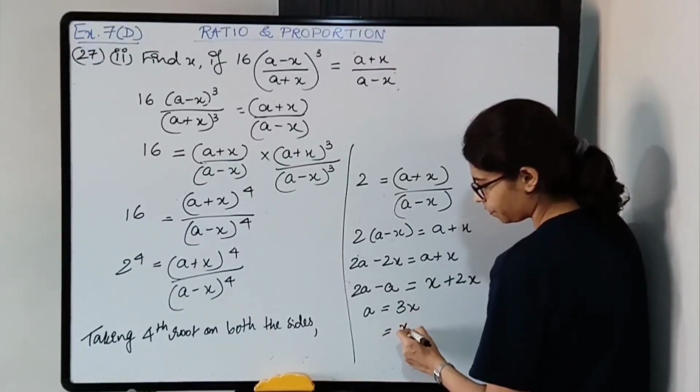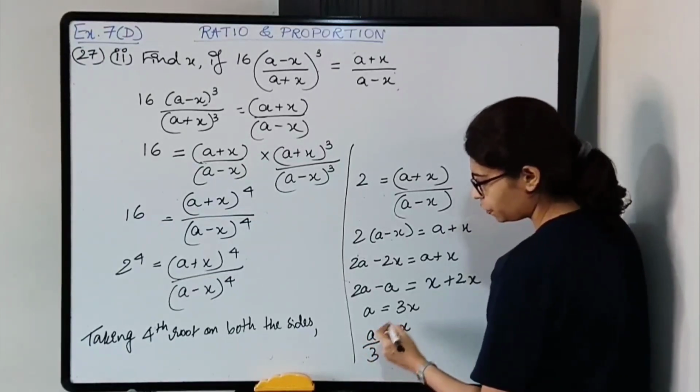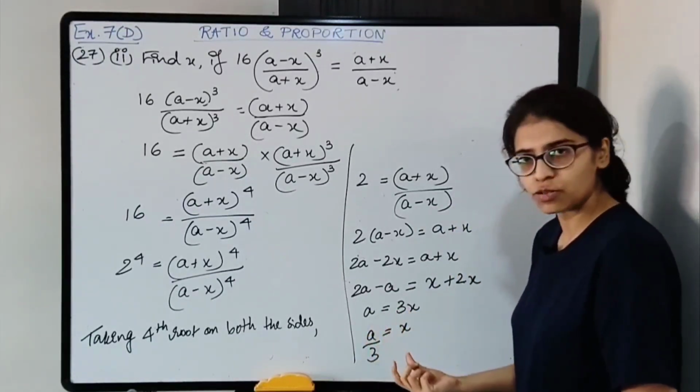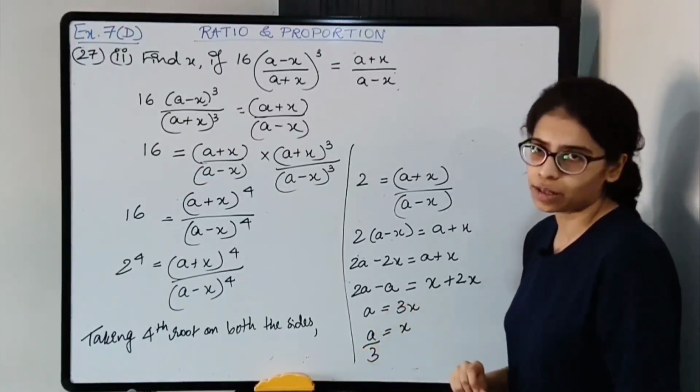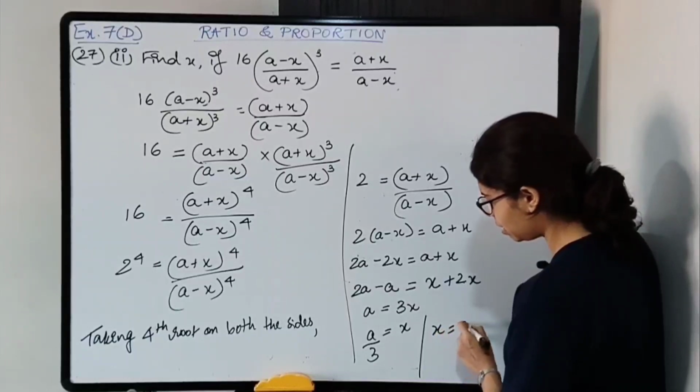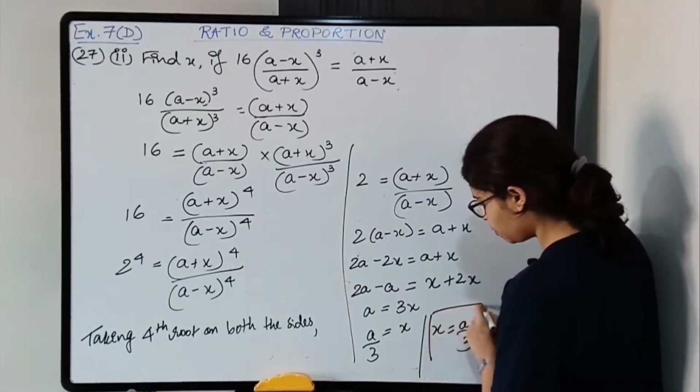So shifting 3, because I need the value of x, it becomes a upon 3. So x is equal to a upon 3. So after this, on the next line you will write down x is equal to a upon 3. Box this.